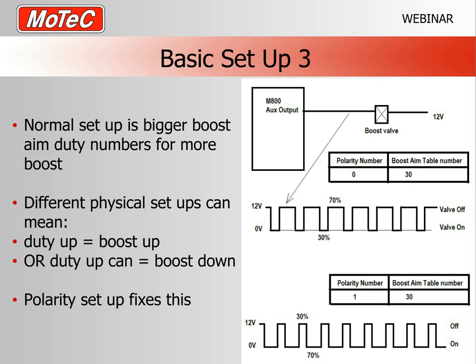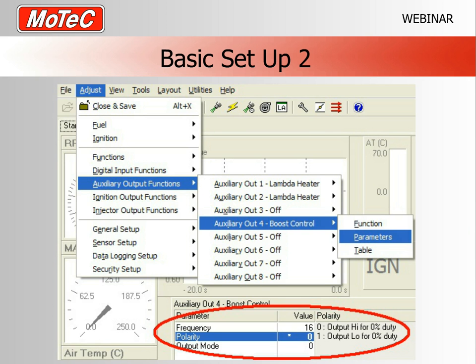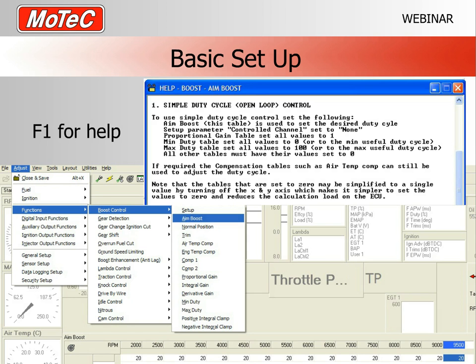All right, so again, just a quick review. Normal setup is what we want in our aim table. This is all about changing the aim boost table, and the shortcut for that, by the way, is F7 on the keyboard. In this table, we want to put a number that represents boost. Reviewing, in open loop that number will be the duty cycle applied to the solenoid. When we're in closed loop, that number will be the actual manifold pressure in kPa, absolute. But we're doing a simple open loop today.